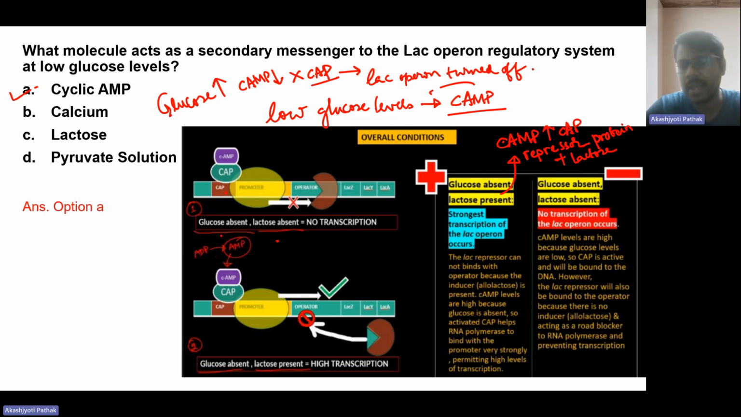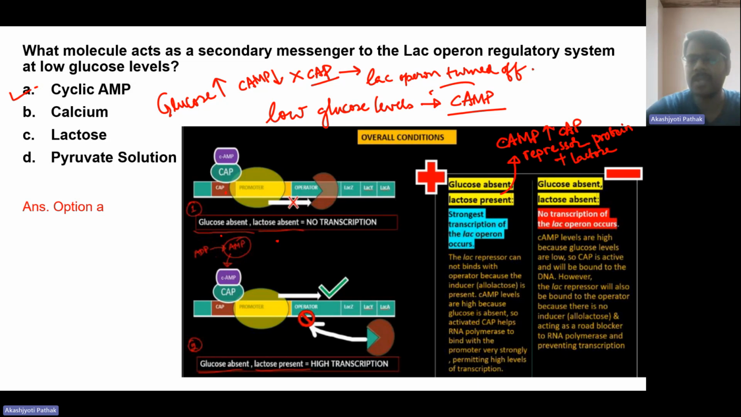But the operator region will be occupied by the repressor. So the RNA polymerase cannot move ahead and transcribe the downstream genes which are present downstream to it. Okay, that is what has been explained in this figure.